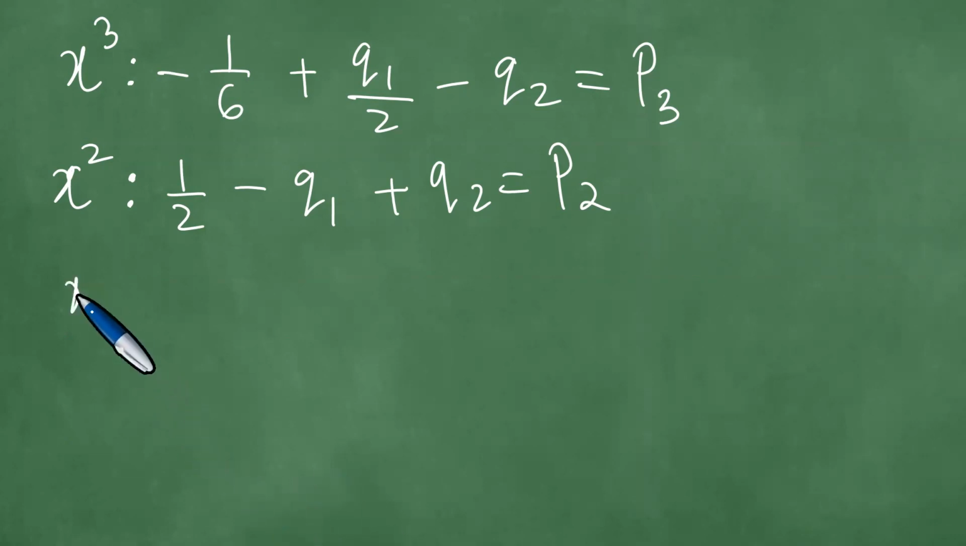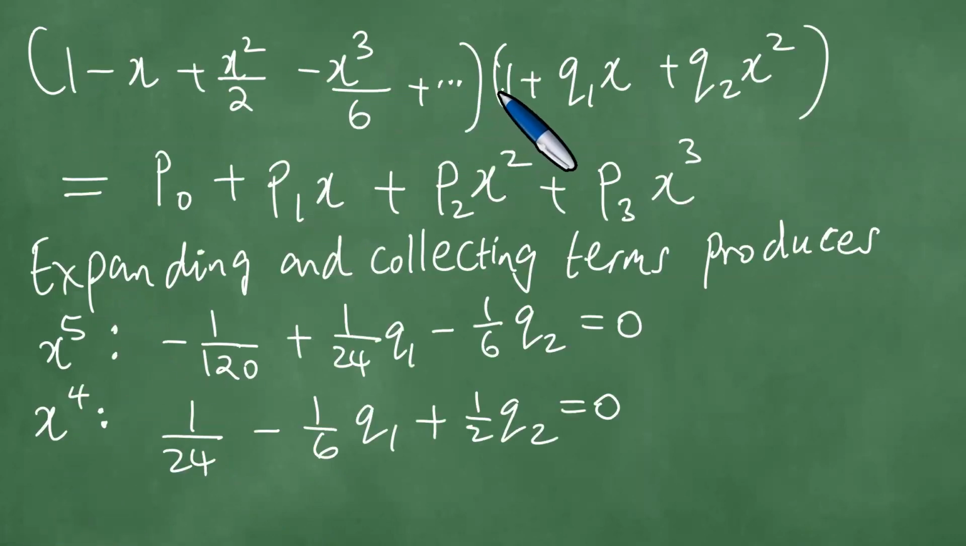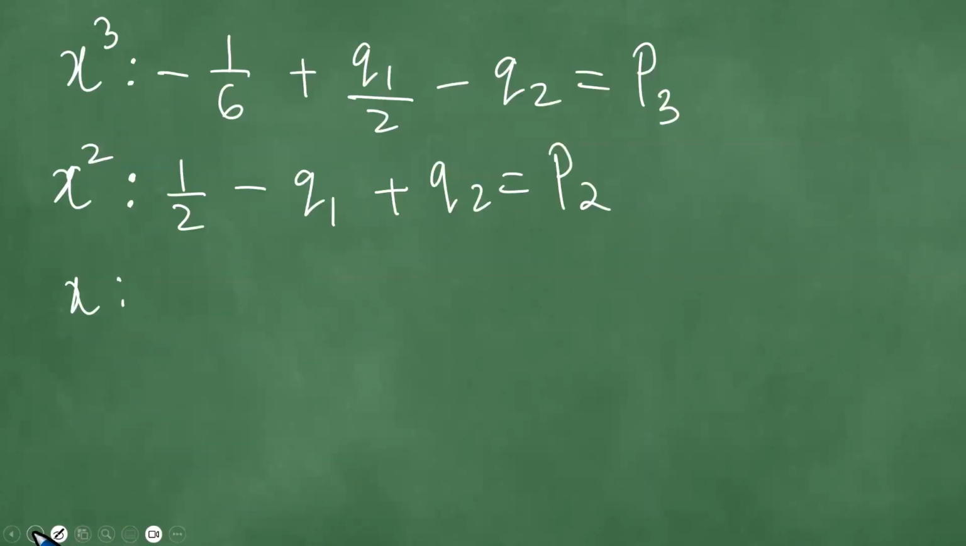And then there's going to be the linear one, x. For x, it's going to be 1 times minus x, so it's going to be a -1 coefficient. Right. We continue.